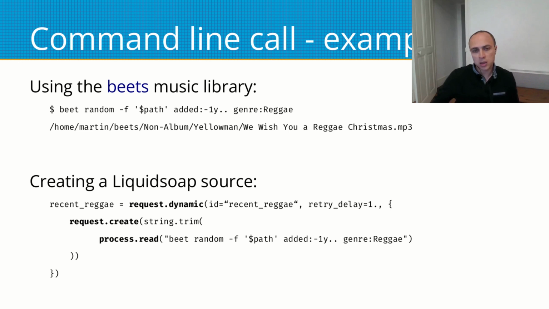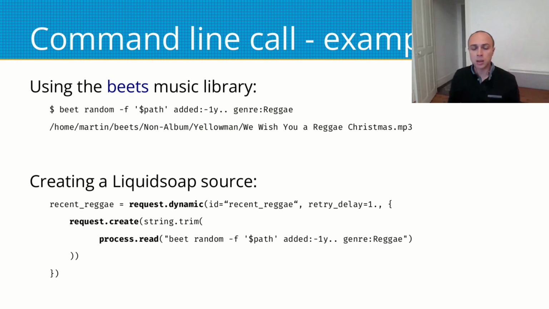All our music is held by the Beets music library. It's a command line music library. I'm giving here an example of a Beet invocation. So you can ask a random file, and you can also ask it to only output the path to the file it picked. And the last arguments are filters on the library. So here I am querying recent files who have been added less than a year before, and reggae files.